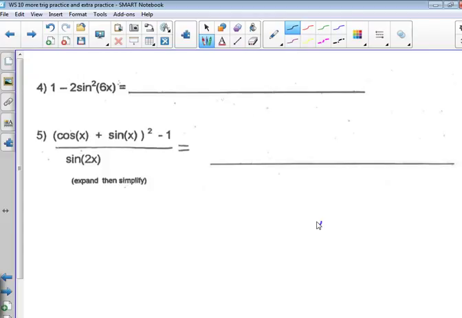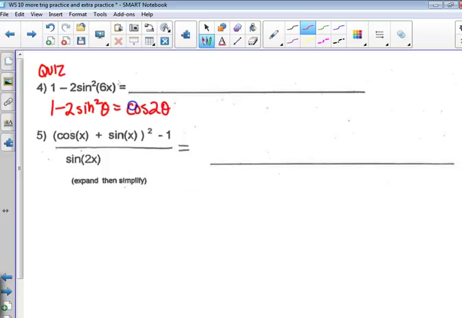10B number 4. This is a good quiz question, guys. This could definitely be a quiz question. Can you find something on your blue sheet that says 1 minus 2 sine squared of something, like an A or a theta? 1 minus 2 sine squared of theta is equal to what according to your blue sheet?